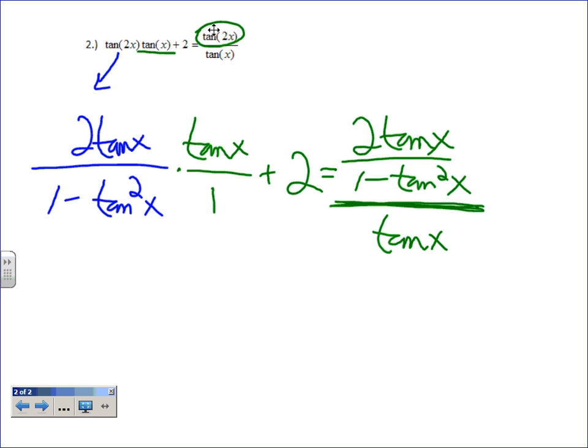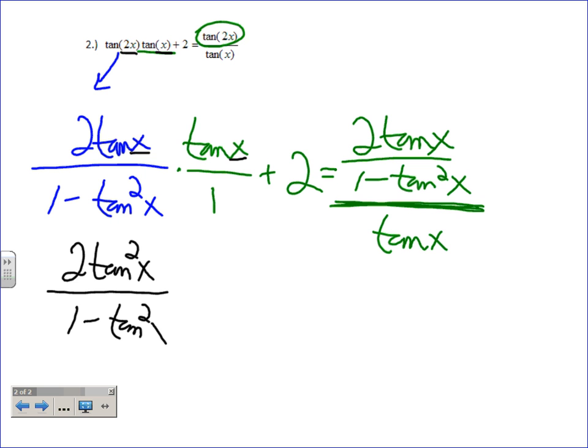Okay, well, so can we actually multiply this tangent times that tangent now? Because it's x, and could we multiply them up here when it was 2x and just 1x? No, we couldn't. But now we can. Hey, this is helping already. 2 tangent squared of x. Do you agree with that? Are we good with that? Yes? No? Maybe? All right. Over 1 minus tangent squared of x.